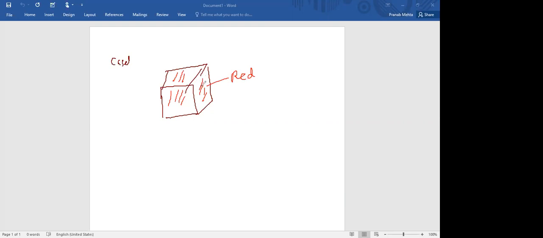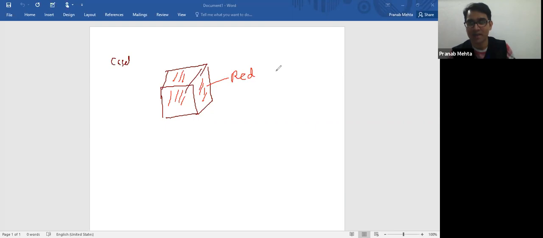After painting this, what I do is, I give cuts. I give cuts to get 27 small cubes. So basically how I'll get 27 small cubes: 27 is 3 into 3 into 3, which means I've given 2 cuts on length, 2 cuts on breadth and 2 cuts on height and I've got 27 small cubes. Is this part clear?